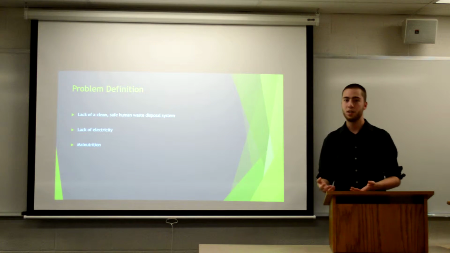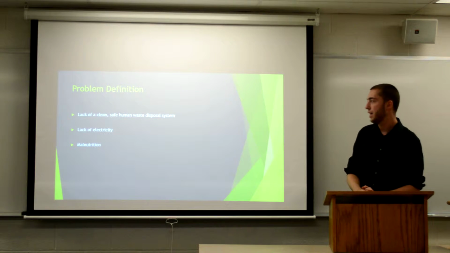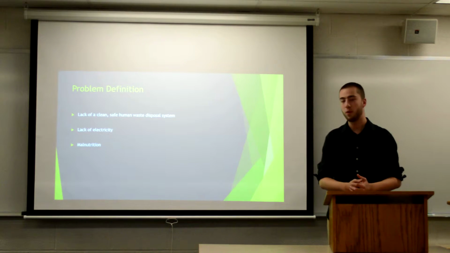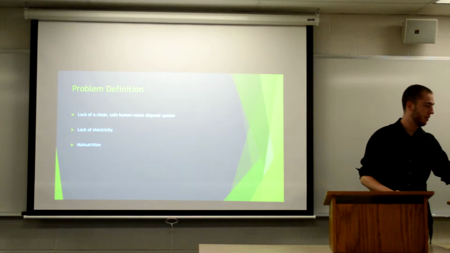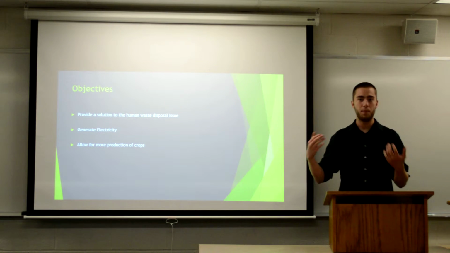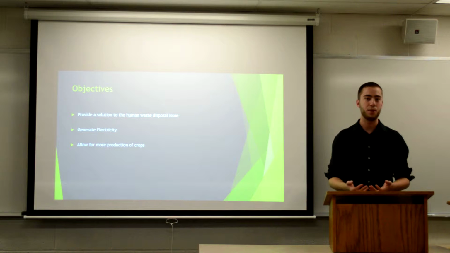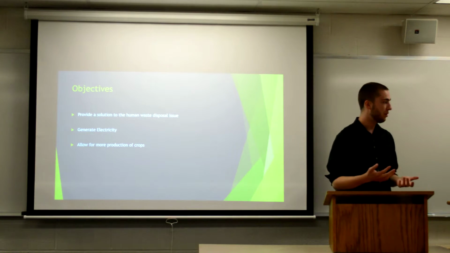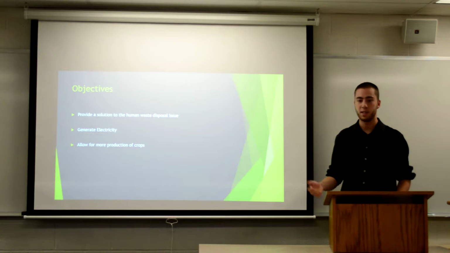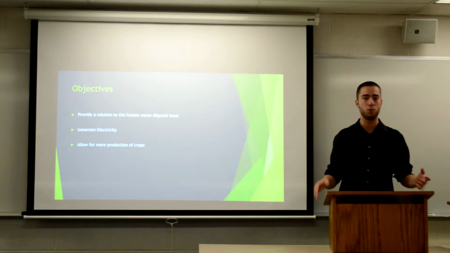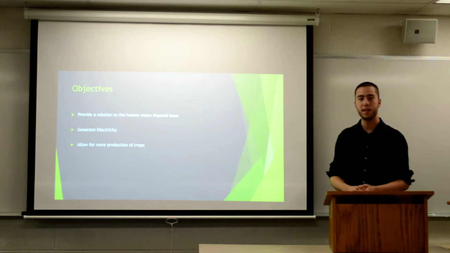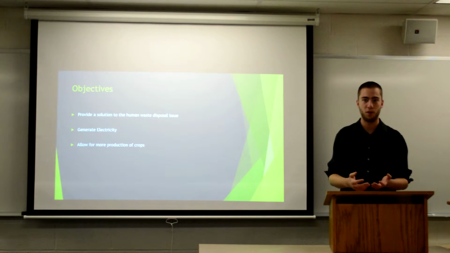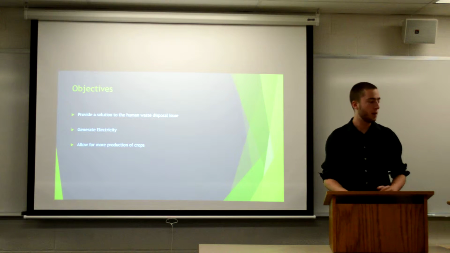So the problem definition moving forward with this project is the lack of clean, safe human waste disposal systems, the lack of electricity, and the malnutrition that's present in developing countries. So I set about creating objectives that would address these issues. The first objective is to provide a solution to the human waste disposal issue. This would help many community members in developing countries, especially in rural areas, deal with their waste disposal issue. And if there was a way to generate electricity and allow for more production of crops while dealing with these problems, that was what I wanted to achieve.